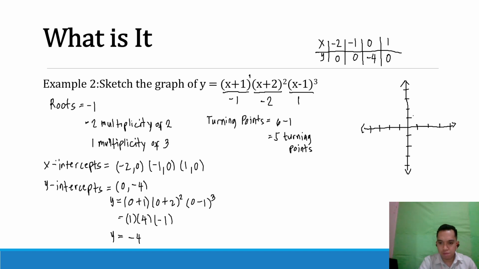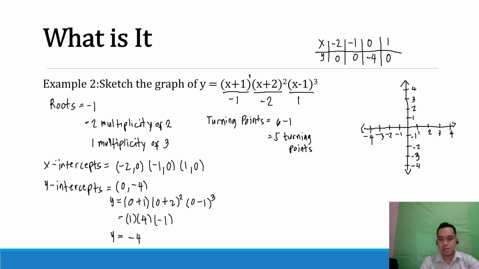Okay, so ito ay positive 1, 2, 3, at saka 4. Dito naman, negative 1, negative 2, then negative 3, at negative 4. Okay, ito naman ay positive 1, 2, 3, at 4. Dito naman ang negative 1, negative 2, negative 3, at negative 4.